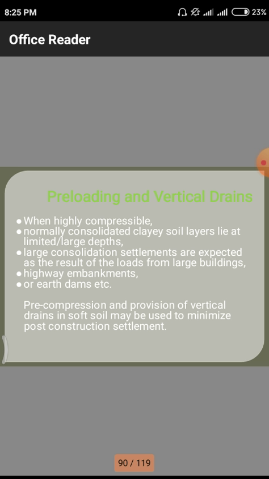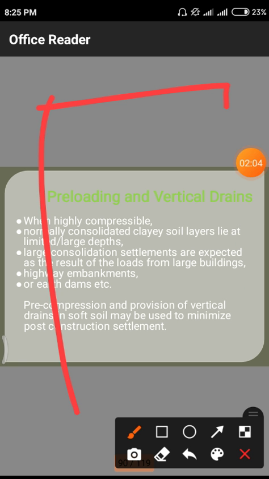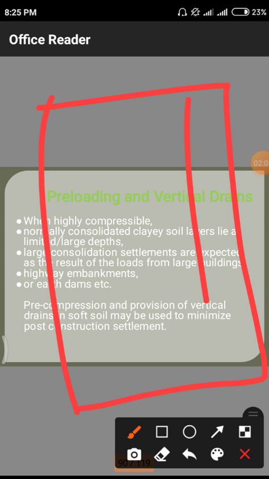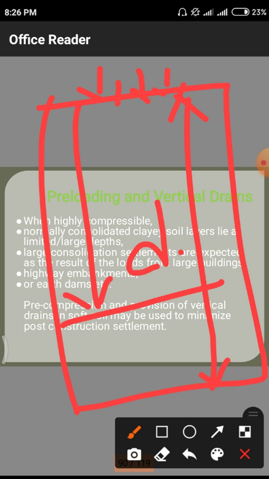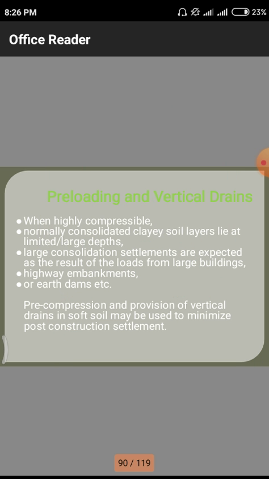That means consolidated clay soil layers lie at limited or large depths. We have a total quantity of soil. This is the total quantity of the soil, and this is the total depth, that means the d value. By using these preloading techniques, we can compress the soil up to particular depths only. This is not suitable for the entire depth. That is the main meaning of the second point.